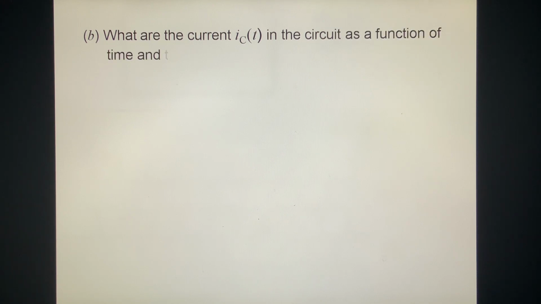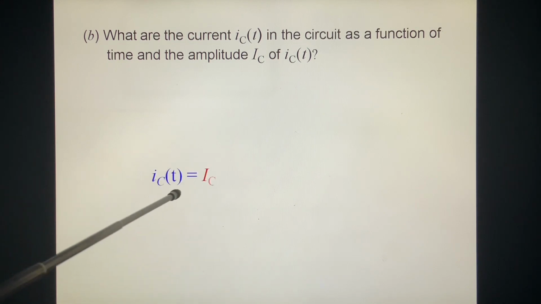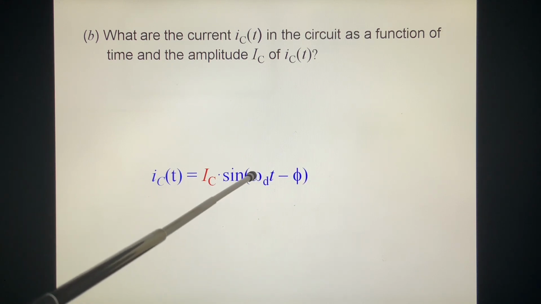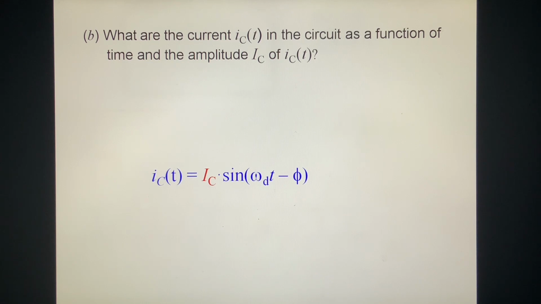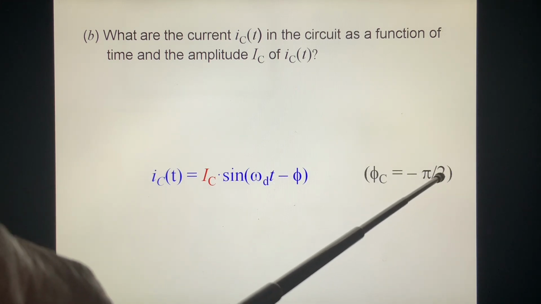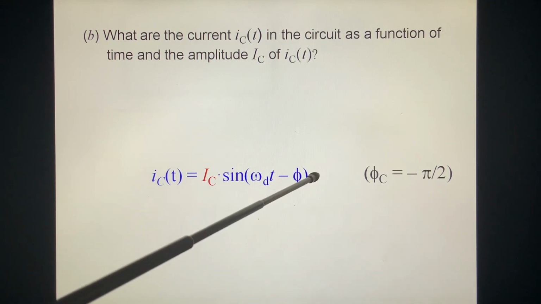Question B. What are the currents in the circuit as a function of time, and the amplitude IC of the alternating ICT? This is routine. We write it standard. We want to find this and this. This is given: 60.0 times 2 pi, 120. Now what do we do? We know this phi C is minus 90 degrees, minus half pi. So we get this one.